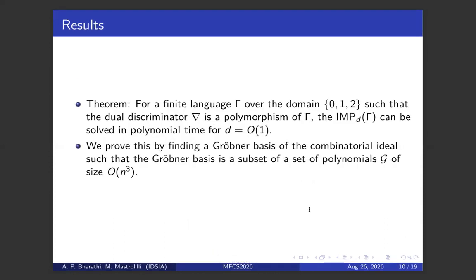We prove that for a finite language gamma over the domain {0, 1, 2}, such that gamma is nabla closed, the IMP-D of gamma can be solved in polynomial time for a constant D. This is a consequence of the fact that a Grobner basis of the combinatorial ideal can be found in polynomial time. We, in fact, prove that to find a Grobner basis, you only need to look in a set of polynomials G, where G has polynomial size.